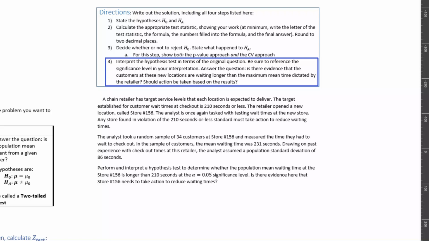Answer the question, is there evidence that the customers at these new locations are waiting longer than the maximum mean time dictated by the retailer? Should action be taken based on the results?